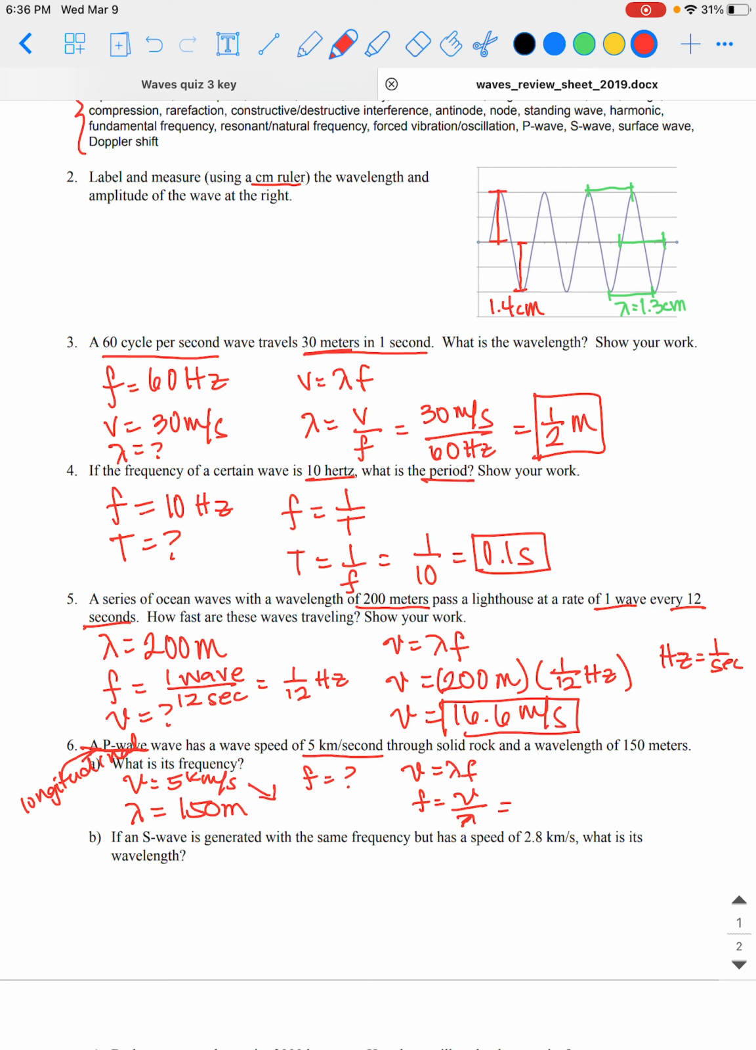When I'm converting kilometers to meters, kilometers is a big unit, which means I need more meters to fill it, and I have to multiply that by 1,000, which gives me 5,000 meters per second over 150. So 5,000 meters per second all over 150 meters, and that equals 33.3 hertz.